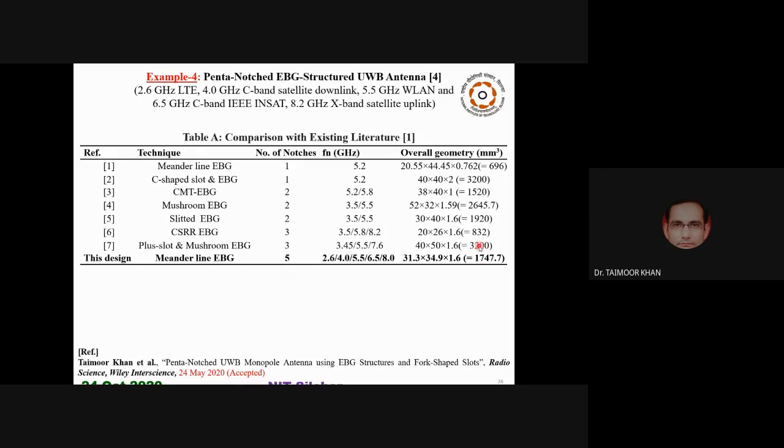And if you see the overall size of the geometry, it is more; a few papers have a lesser size, but the number of notch bands is very small. Here it is slightly different: this size is lower than reference 2, reference 4, and reference 7, but higher than reference 6, reference 3, and reference 1. But ultimately, if you see the capability of rejecting the bands, we need to take this one as advantageous compared to the existing literature.